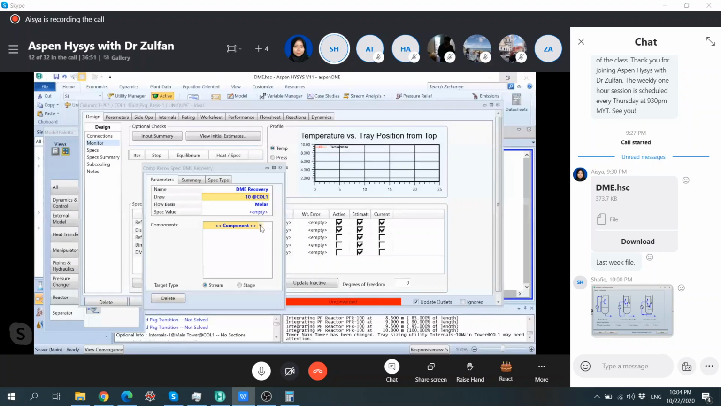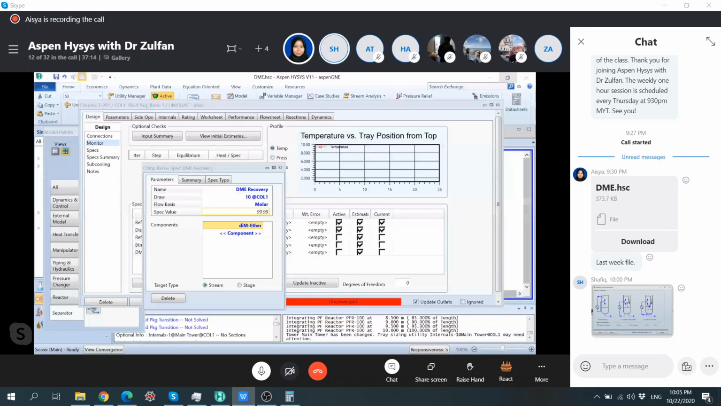And then what do you want to recover? Click and then DME, yes. And then how much is that? That's the spec value. The spec value there, yeah. So we can say that we want to recover 99%, 0.99 in this case. 0.99.